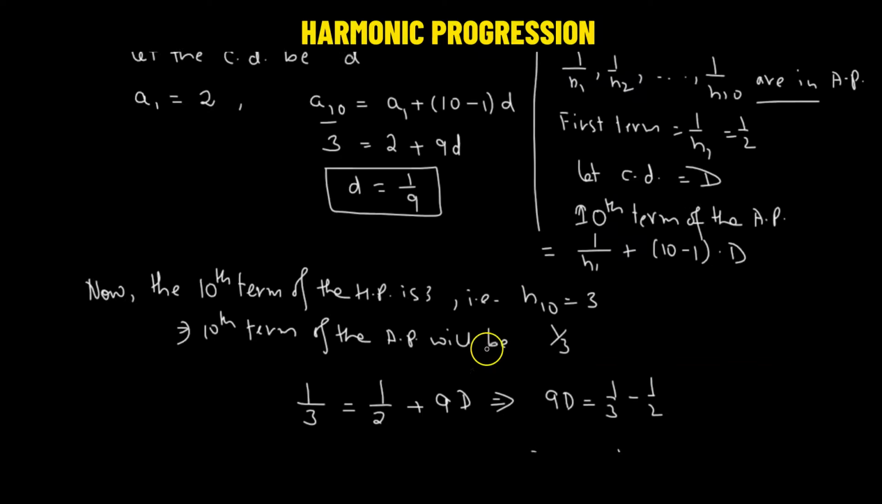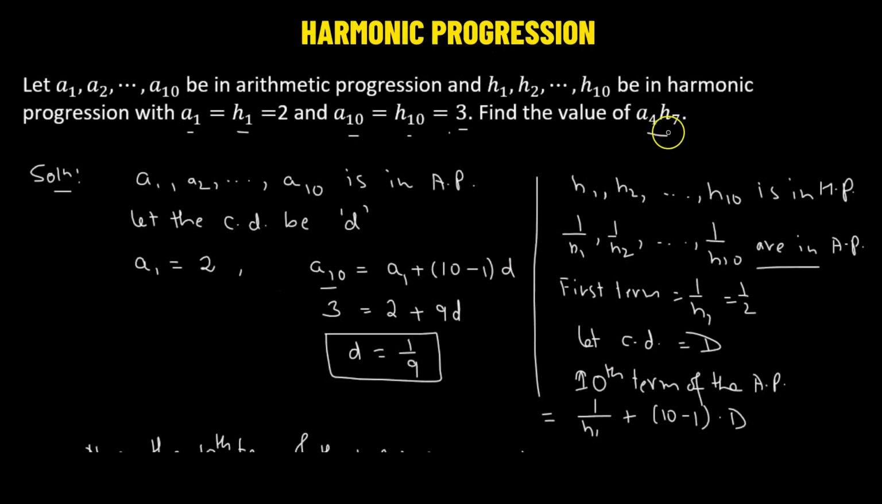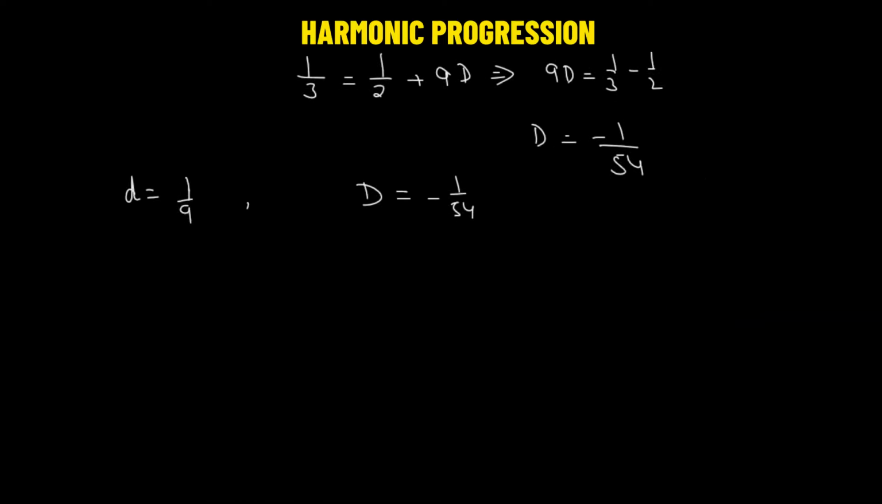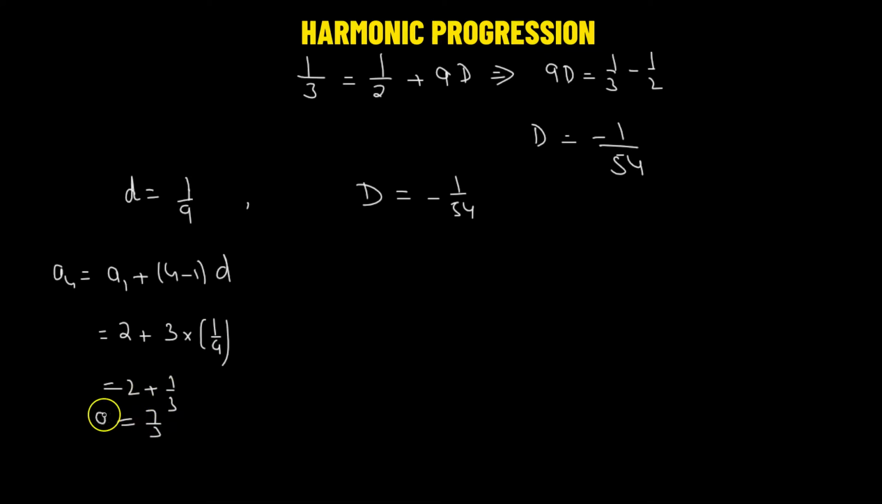Now since we have to find the value of the product A4 and H7, let's find the fourth term of the arithmetic progression and the seventh term of the harmonic progression. Fine. So the fourth term A4 is simply defined as A1 plus 4 minus 1 times the common difference d. So the first term is 2. We have 2 plus 3 times the common difference, 1 over 9. So we have 2 plus 1 over 3. That gives us the value 7 over 3. So this is going to be our term A4.